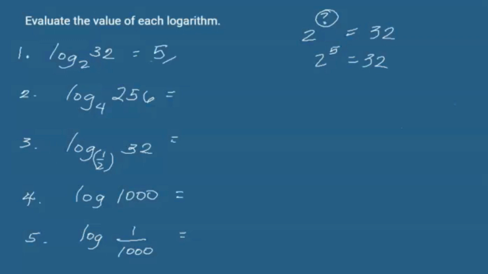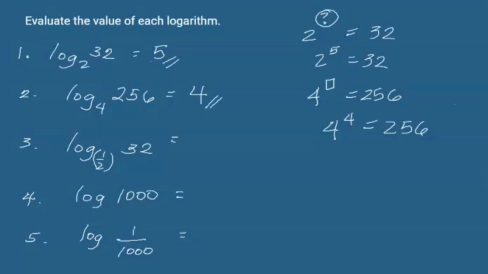Number 2. What's the logarithm of 256 to the base 4? So what should be the exponent or index or power of 4 to get 256? So 4 times 4 is 16 times 4 times 4. So that is 4 to the 4th power is equal to 256. Therefore, the answer for number 2 is 4.